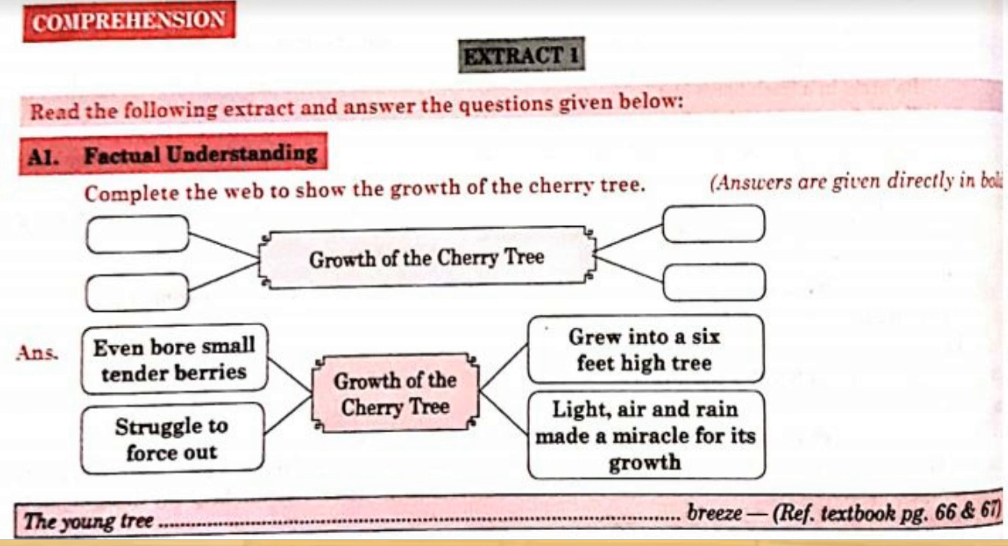tree. And the answer is: growth of the cherry tree. Answer: grew into a 6 feet high tree. Next, light, air, and rain made a miracle for its growth. Next, struggled to force out, even bore small tender berries.